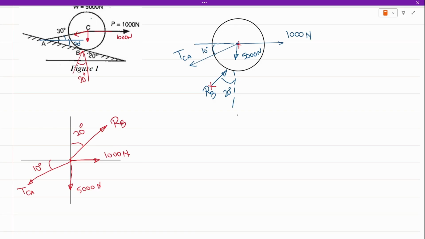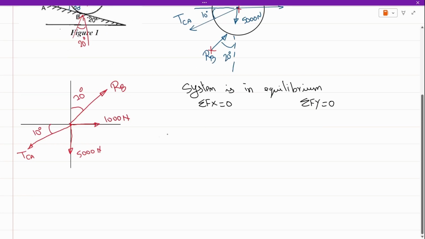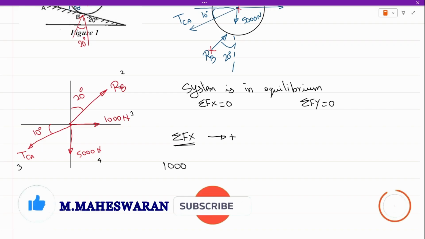To solve this, we consider that it is in equilibrium: summation Fx is equal to 0 and summation Fy is equal to 0. First, let us identify summation Fx. Let us consider each force one by one. This is my first force, this is my second force. First force, it is horizontal, 1000. Let us consider this direction as positive, so 1000 positive.